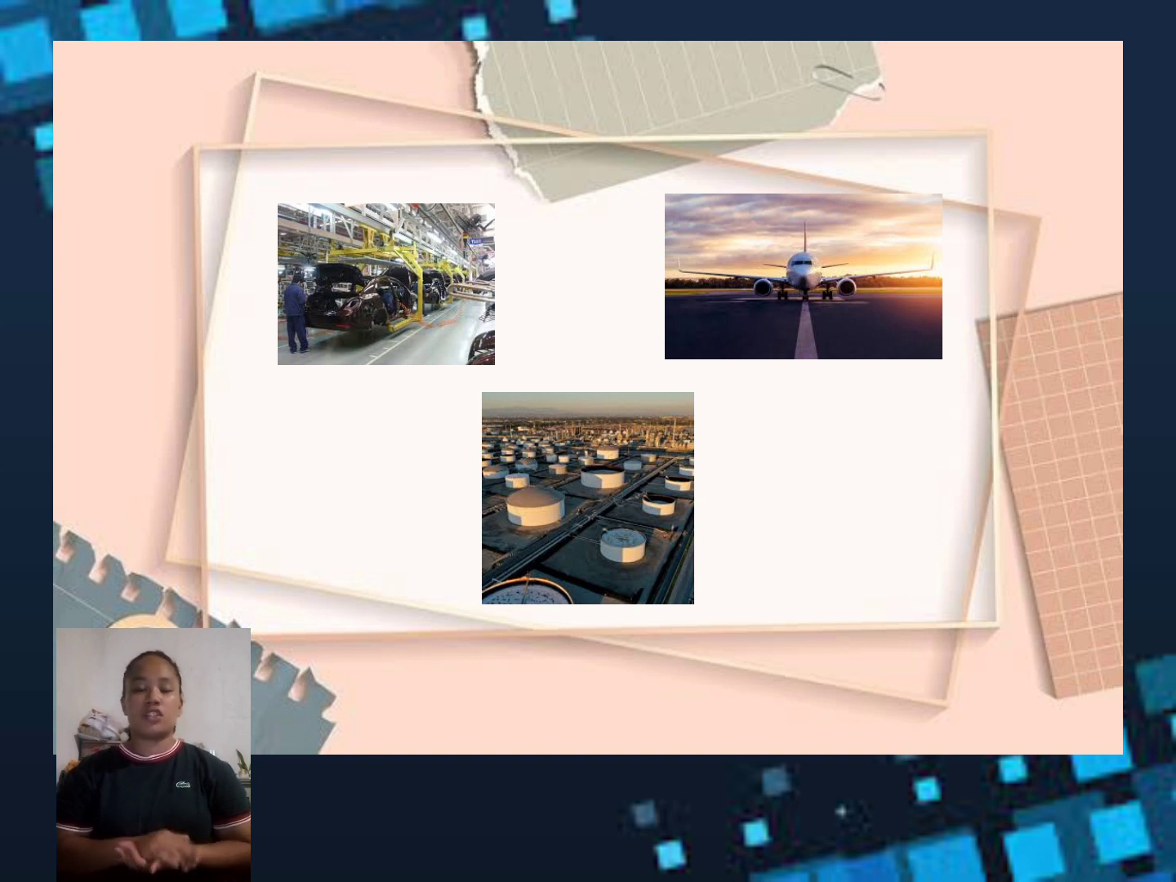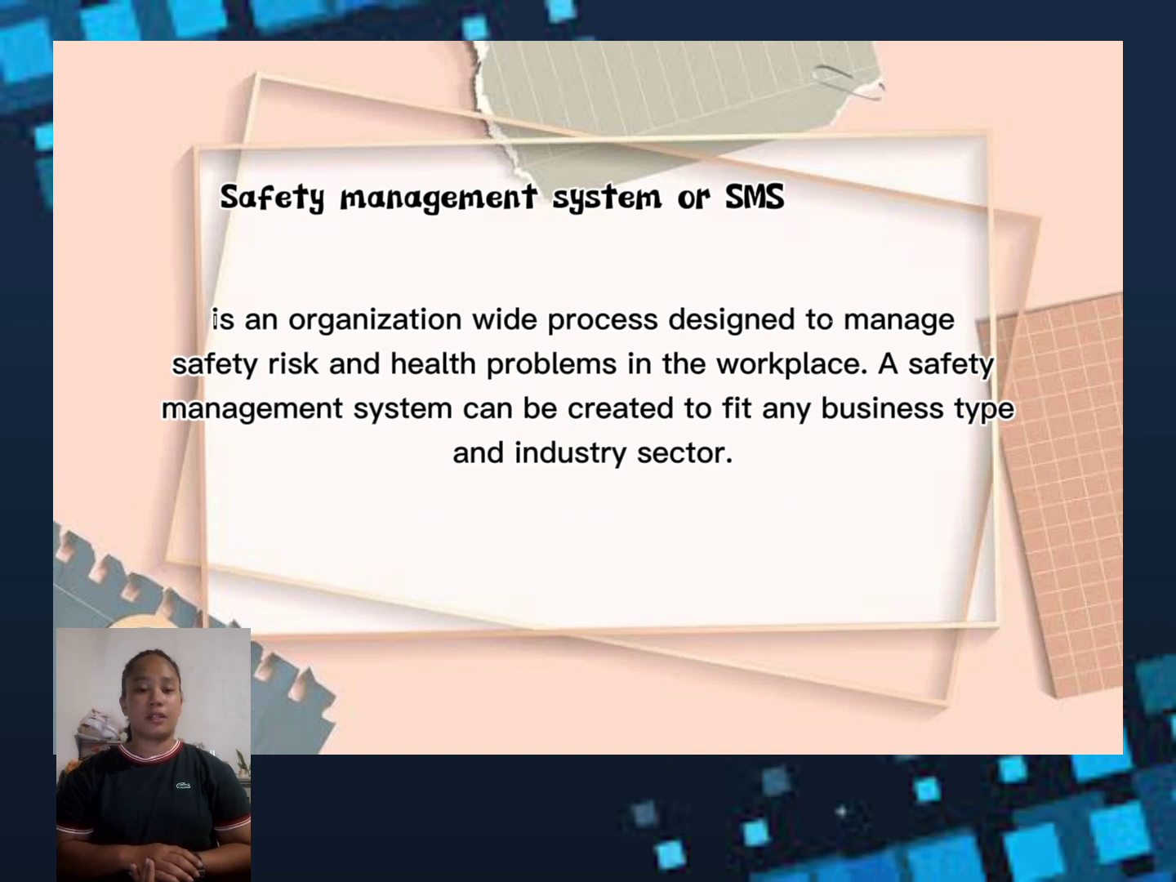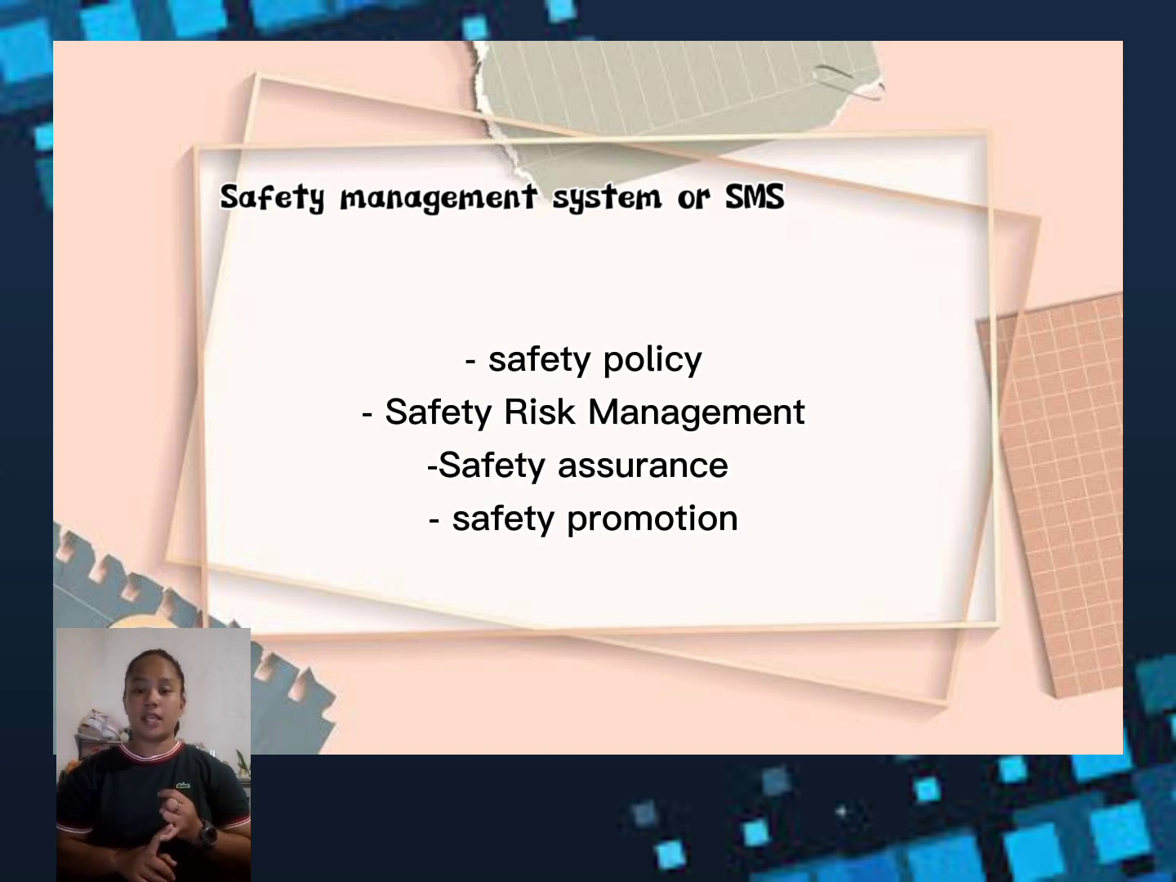This part of industrial jobs is regulated by the safety management system. The Safety Management System, or SMS, is the organization-wide process designed to manage safety risks and health problems in a workplace. A safety management system can be created to fit any business type and industrial sector. This SMS has four components that help businesses maintain the safety and health of their employees. These are the safety policy, safety risk management, safety assurance, and safety promotion.